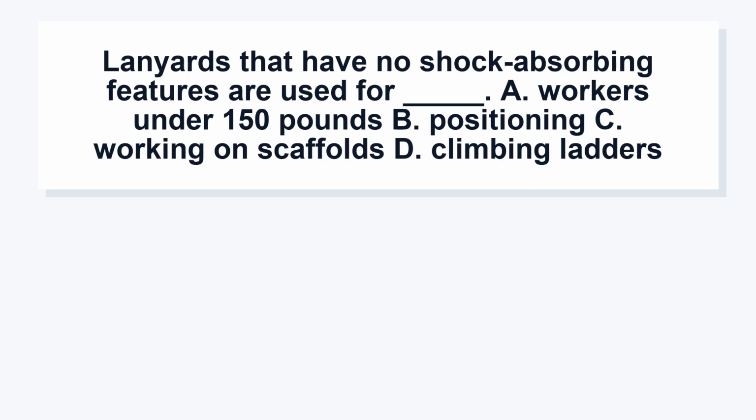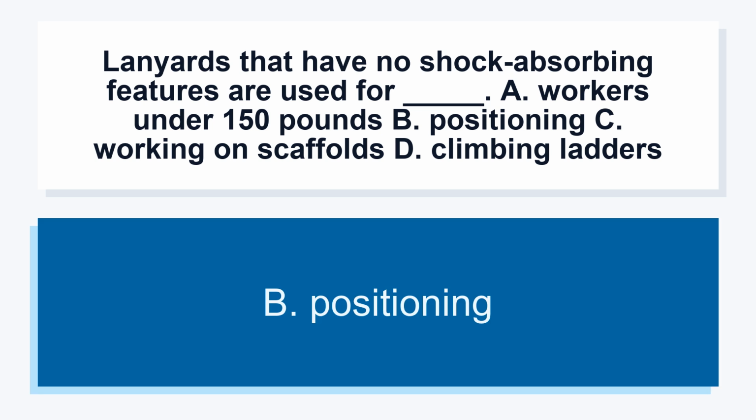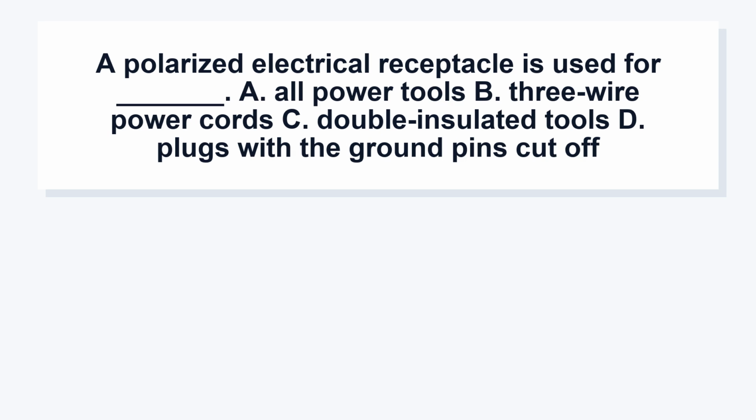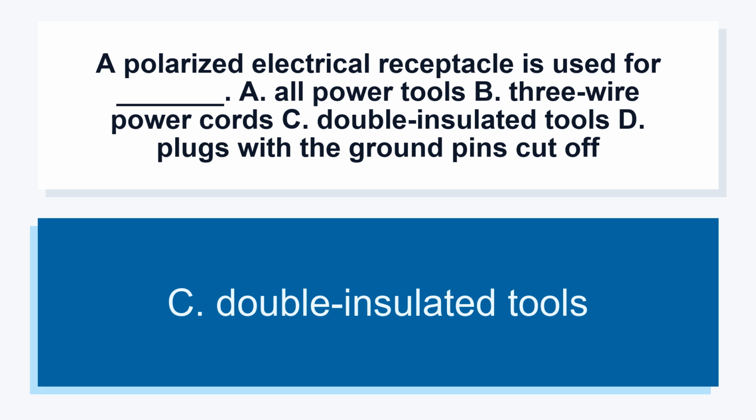Lanyards that have no shock-absorbing features are used for A. Workers under 150 pounds. B. Positioning. C. Working on scaffolds. D. Climbing ladders. B. Positioning. A polarized electrical receptacle is used for A. All power tools. B. 3-wire power cord. C. Double insulated tools. D. Plugs with the ground pins cut off. C. Double insulated tools.